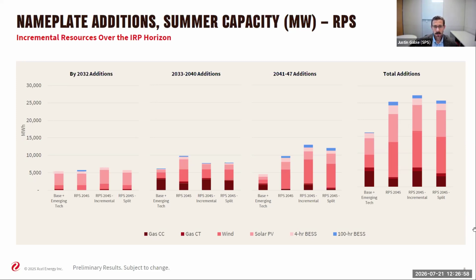Now, as you get further to the right, to 2041, 2047, you can see that there are still incremental thermal resources being built, but we start seeing larger additions of renewable resources. Now, those renewable resources on the RPS scenarios as compared to the base scenarios are really being driven by the RPS requirement in preparation for those 2045 requirements. So on the very far right, if you compare the base emerging tech to the 3 different RPS scenarios, that is generally what you can expect the RPS requirement is driving for New Mexico customers on a nameplate capacity build.